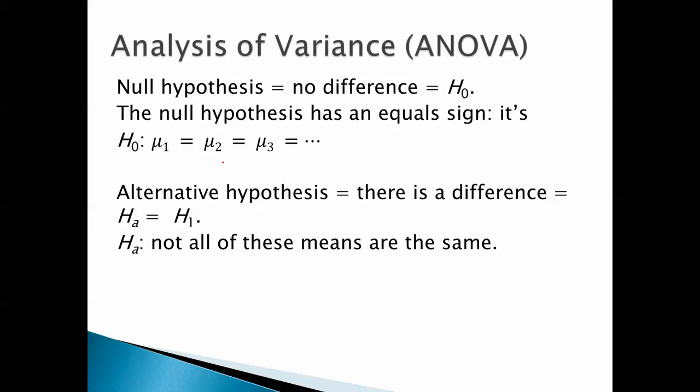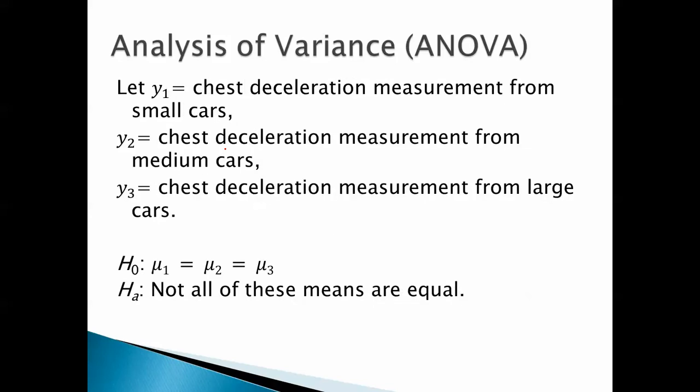The null hypothesis, as always, means no difference. It's going to have an equal sign: mu1 equals mu2 equals mu3. The alternative hypothesis is that there is a difference. Not all of the means are the same. So the null hypothesis is that all of these cars are equally safe. In other words, the small, the medium, the large, they're equally safe.